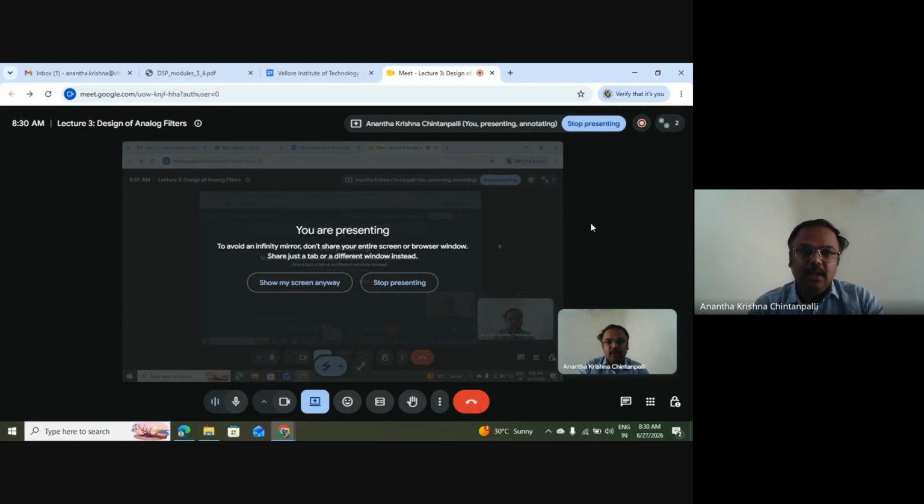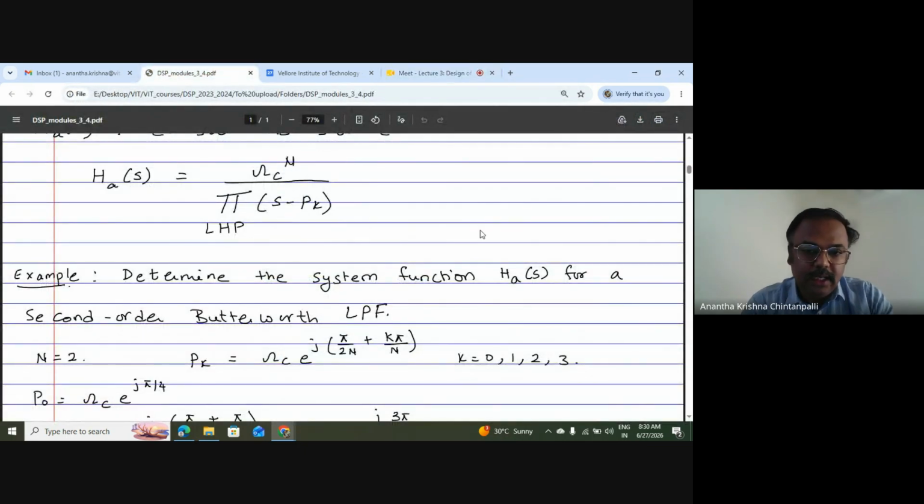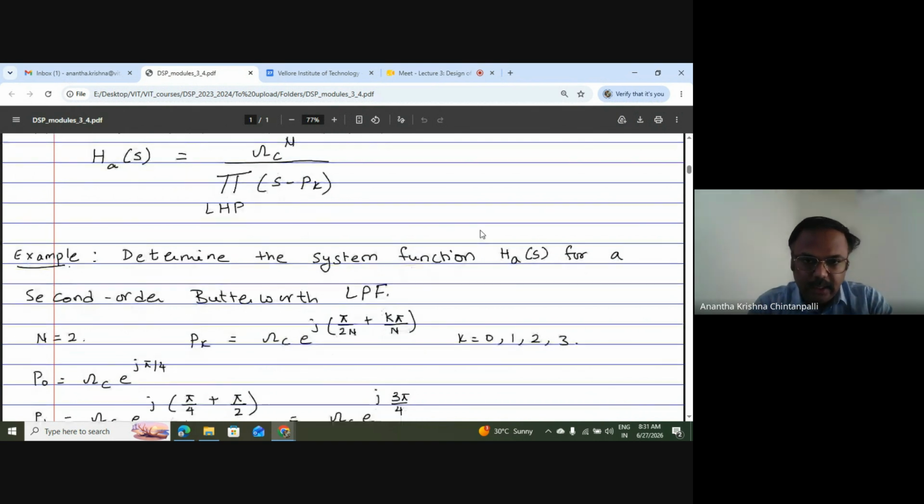I am reiterating the same thing just to make sure that all the students are on the same page. Now let me go back and compute the system function, which is HA of S, for a second order Butterworth filter. Here I'm going to get the actual values. But at this point, based on the schematic which we have got, you should have an idea how many poles there should be in your magnitude square response for n equal to 2. Clearly, in each quadrant you should have one pole. We'll talk about that in a little more detail.